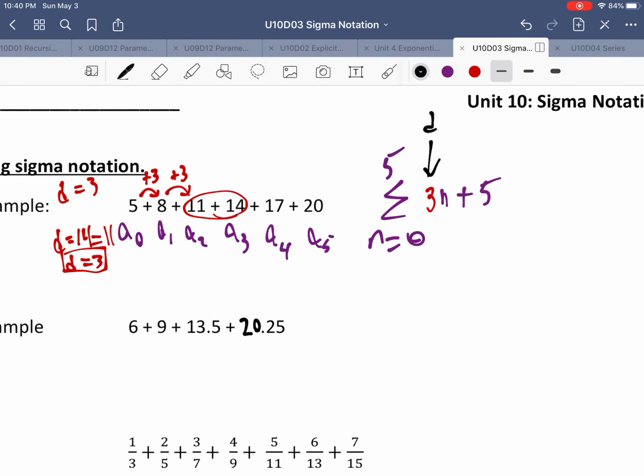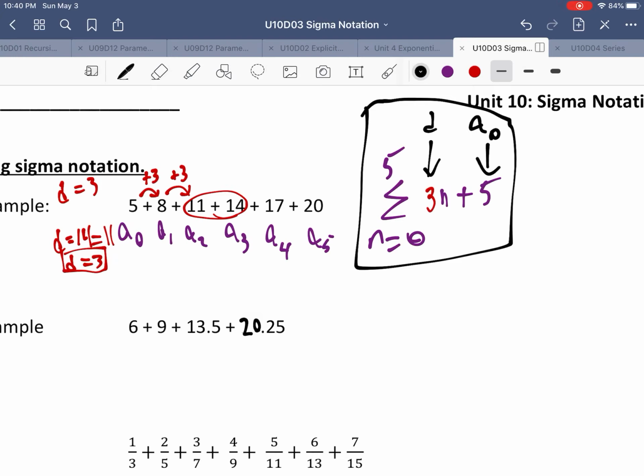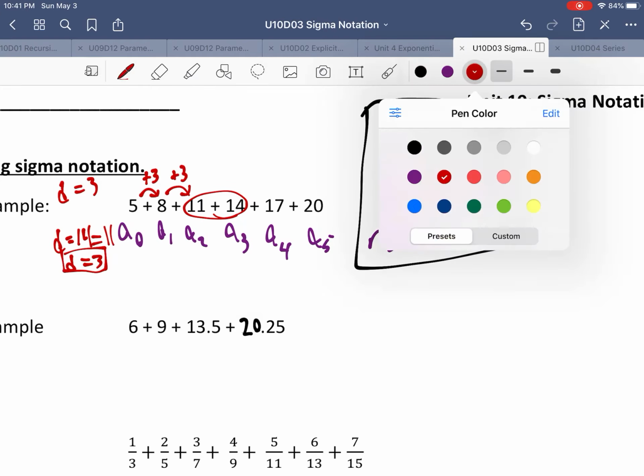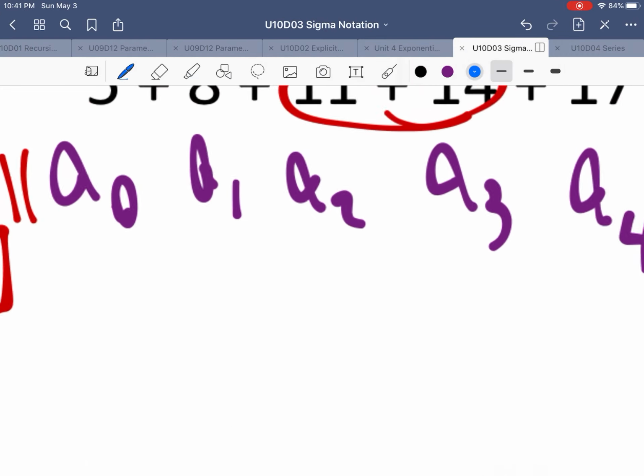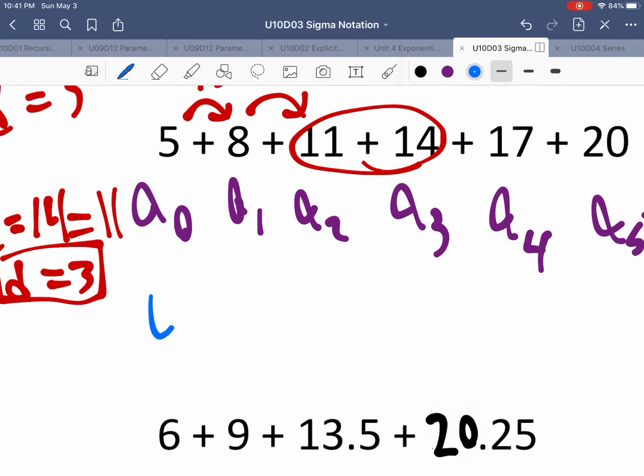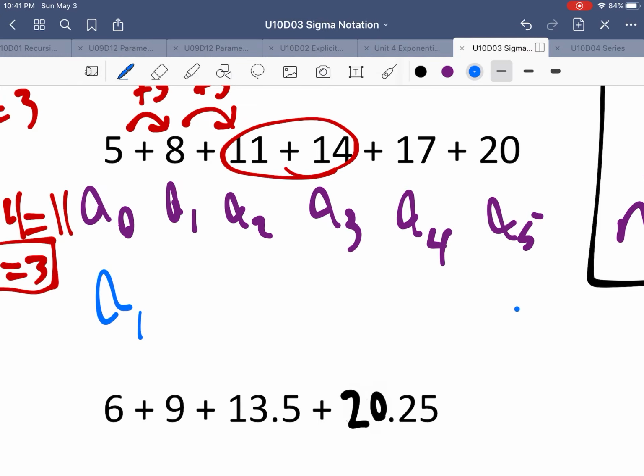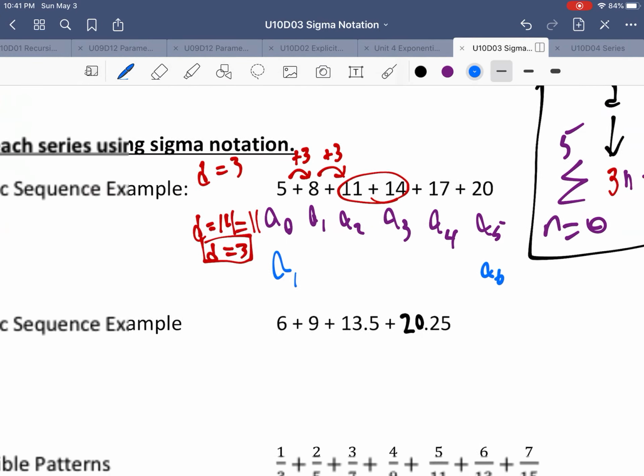But this is specifically for writing an arithmetic sequence where we start at 0. If we were to start at a different term number, we would have to change the formula in some way. But this is always going to be A0. So for instance, let's say instead of labeling these numbers from A0 to A5, I labeled this from A1 to A6 instead. So it's just me labeling this differently.